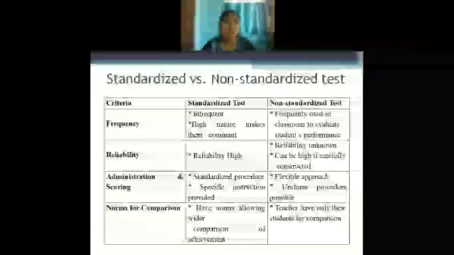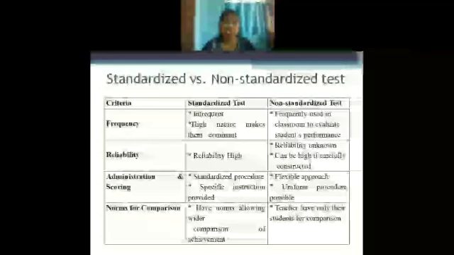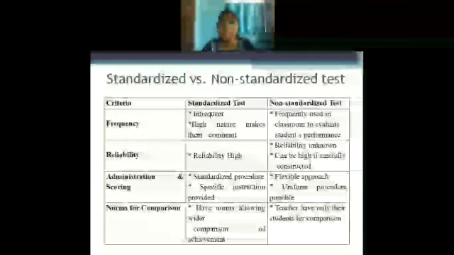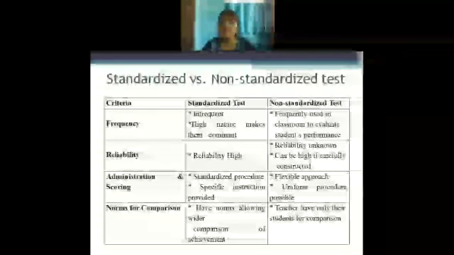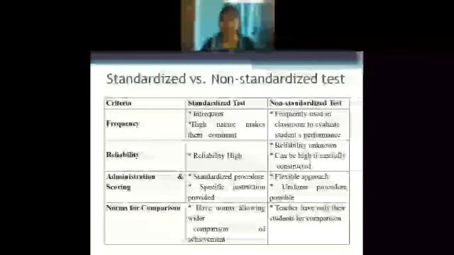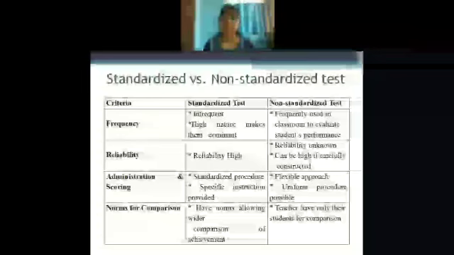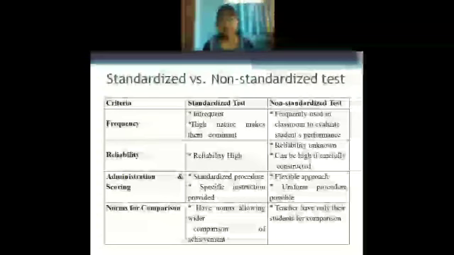Next, administration and scoring. Standardized procedure. Specific instructions are provided for the standardized test. I have already said everything that you are doing for a standardized test is standardized. It has been pre-tested from before. However, in non-standardized tests, it is flexible. According to the situation we can change. Then uniform procedure possible.